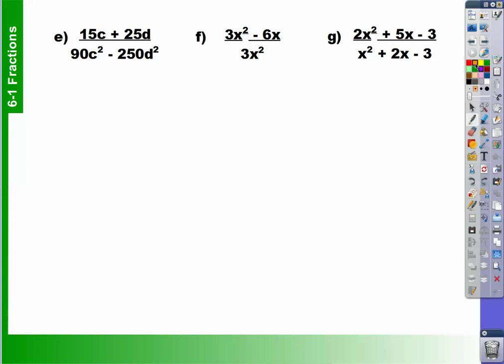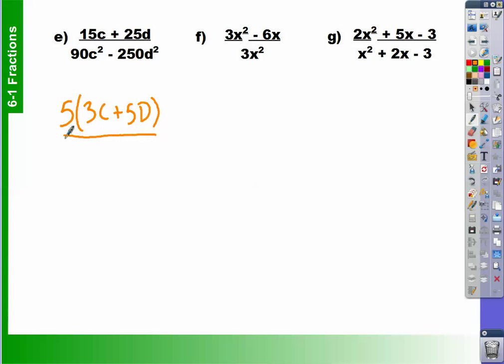All right, so here we go. In question E, we have a numerator and denominator. We're going to have to factor them both. So how are we going to factor the numerator? 5 goes into both of them. There's a typo? Yeah, it's on F. It's 3x squared. Or it's 3x to the third. We'll get to that. So 5 goes into both of them, right? So we're going to have in the numerator 5 times the quantity 3c plus 5d. Okay, questions so far?